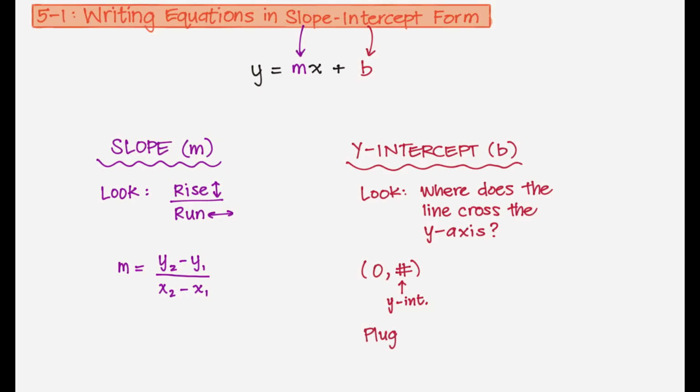But a third possibility might occur where you do not have either one of those, but you have another point, x comma y, and you're given the slope. And so you're going to plug both of those into the form y equals mx plus b, and you're going to solve for b. So let's practice that now.